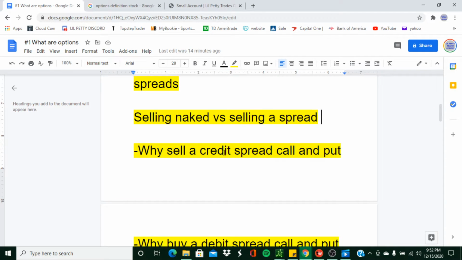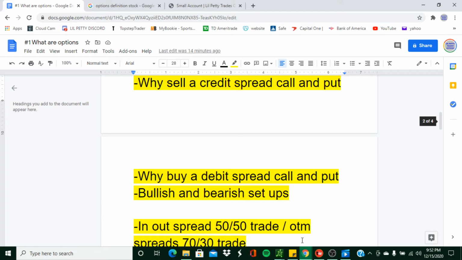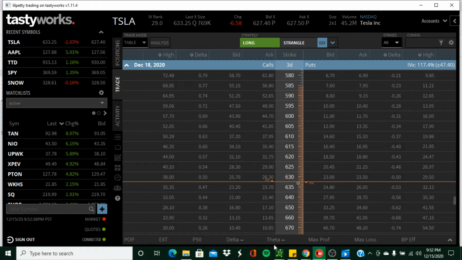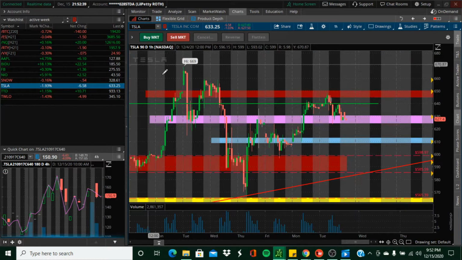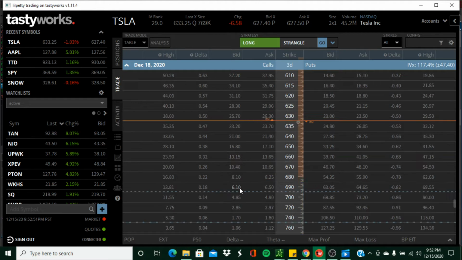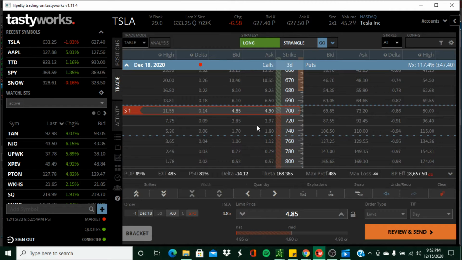So why sell a credit call and a put? All right. So the reason we would like to sell credit spreads is if we are either bullish or bearish on the stock, or we're neutral on the stock, and we want to take advantage of the premium of the options that are outside the money. So for instance, Tesla stock today, a lot of investors were selling $700 calls that expire on Friday. A lot of investors don't think Tesla's going to get to 700 this week. So what they're doing is they're actually coming over here. They're selling them naked.